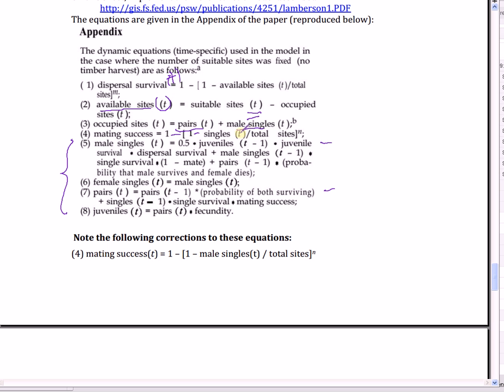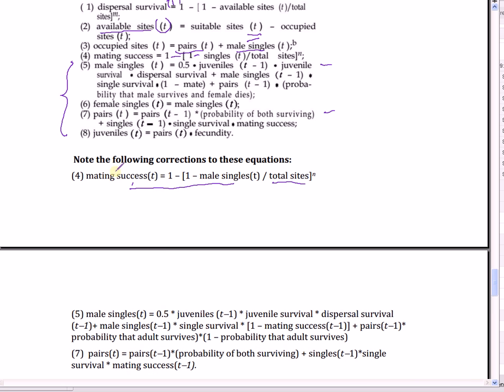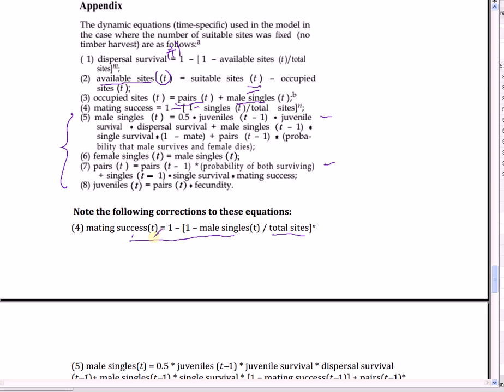Now, there were some errors in these equations, which I've corrected. For mating success, he forgot this parameter as a function of t. The total sites doesn't change, so I don't put that as a function of t. Notice also that dispersal survival is a function of t. He didn't actually mention that, but it is true. Equation 5 has some things missing, some sort of a misprint, something's not clear. So I improved that. And 7 also. Let me see if there's anything else I need to mention. No, I think I got everything.